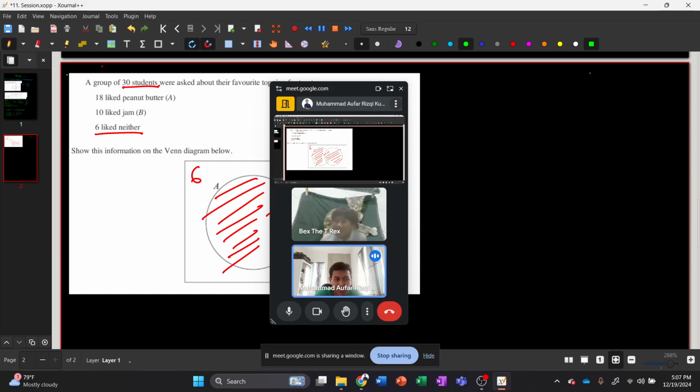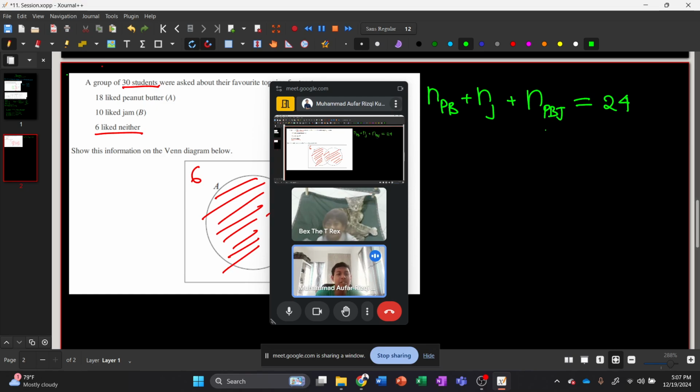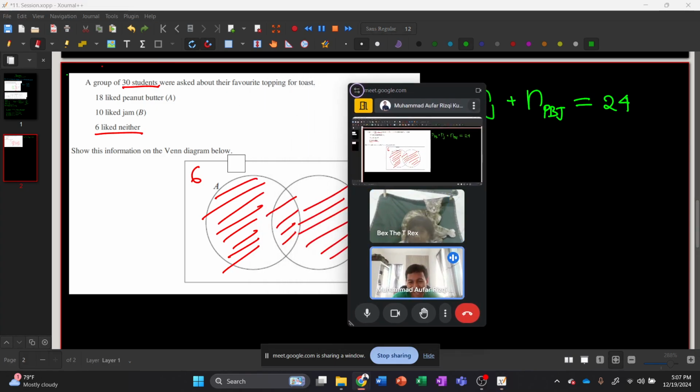So, as I said, the 24 has to consist of the students who like only peanut butter, the students who like only jam, and also the students who like both of them. Let's just call it PBJ. Peanut butter and jelly. Okay.